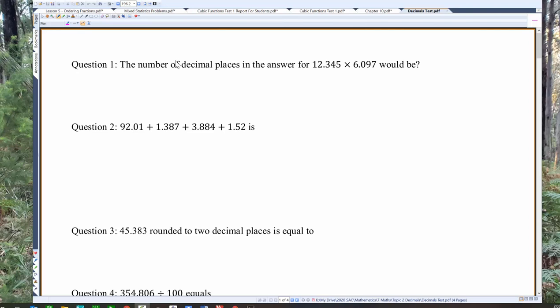These are the solutions to your recent decimals test. So let's get into the problems. Number of decimal places in the answer. So it's not necessarily looking for an answer, but it wants the number of decimal places.